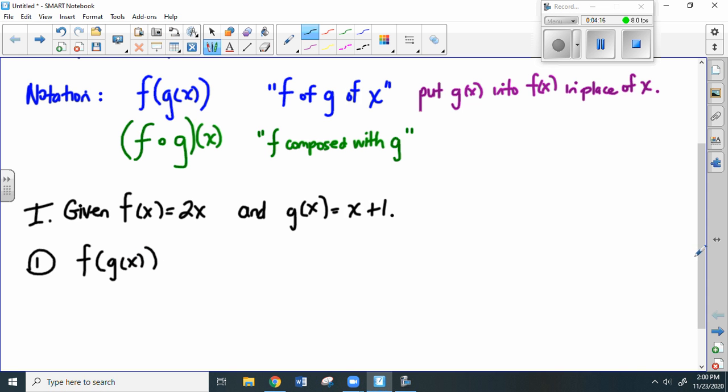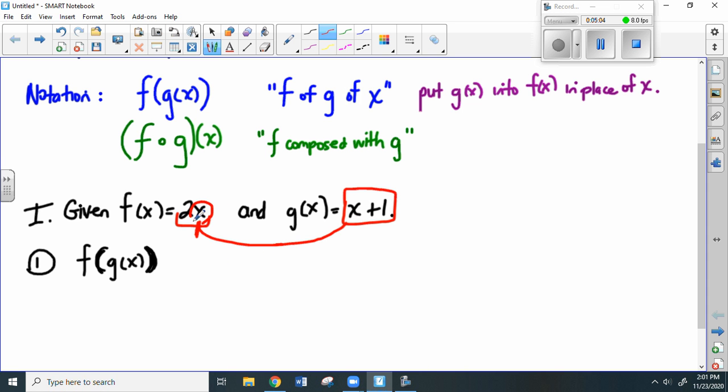Okay, now what that means is it literally means this g of x function is going inside, like that's kind of what these parentheses mean. It's going inside the f function in place of x. All right, so I'm going to circle stuff and draw arrows, I think, the first time you're learning it. All right, so here is my g of x. And what we want to do is bring it over here, and put it into the f of x function in place of x.